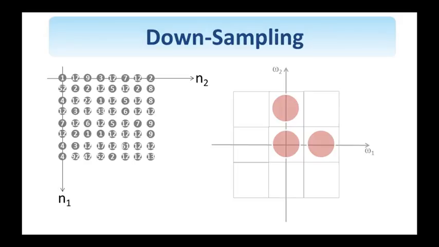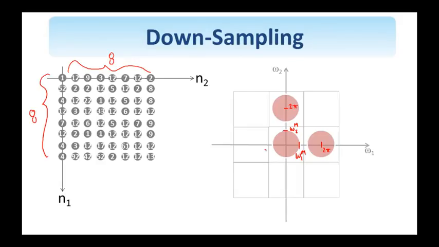So, given an image, I'm interested in reducing its size by 2 in each direction. And here you see an 8 by 8 image. But I want to reduce it to a 4 by 4 image. We also show the spectrum of this image here. So this is 2 pi, and let's call this frequency omega 1 maximum in the one dimension, omega 2 maximum in the vertical direction.